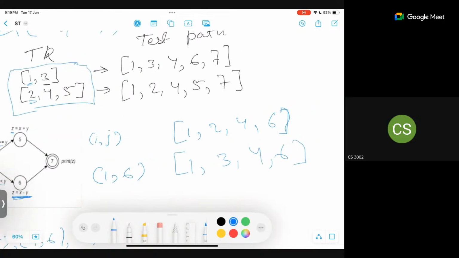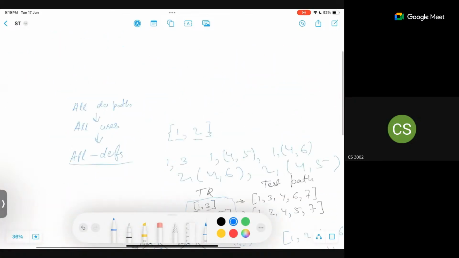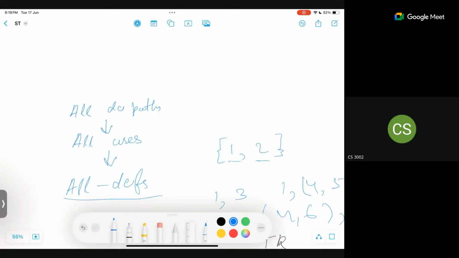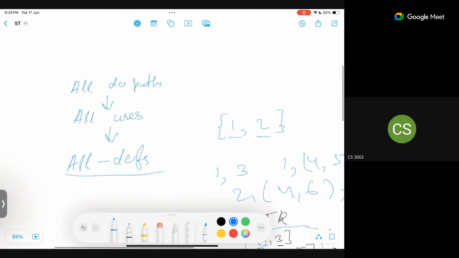This is the difference between all uses and all DU paths. All uses just says that any path you follow, but you make sure you reach all uses. All DU paths is saying you reach all uses through all possible paths. Therefore it subsumes all uses also, because DU paths is even more exhaustive. All uses just says I have to reach all uses, and I can select any one path. And all defs is just saying that I have to cover all definitions and at least one use.